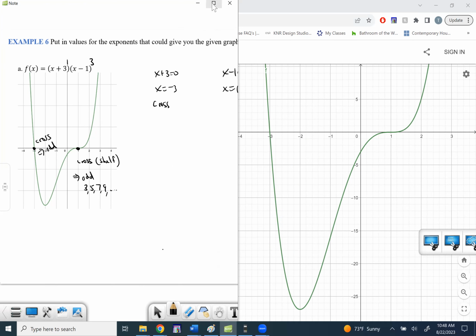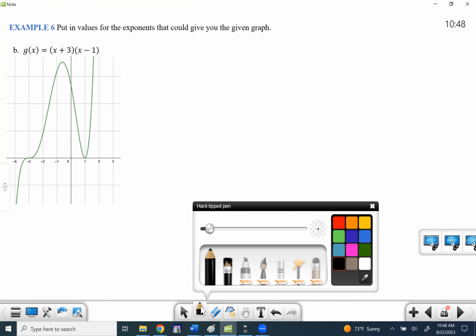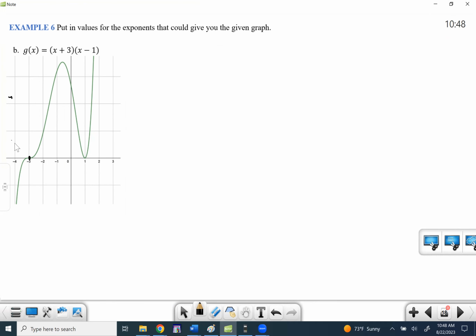All right, let's try the next one. Okay, so we can see that for x equals -3, it crosses. So we know it has to be odd, but it crosses as a shelf. So the exponent would have to be 3, 5, 7, 9, anything but 1. So let's say that we put a 3 in there. Then for the 0 of 1, this does not cross. This is actually tangent. So that implies that we have to have some sort of even exponent. So maybe a 2. I always just pick the smallest. All right, so a 3 and a 2.